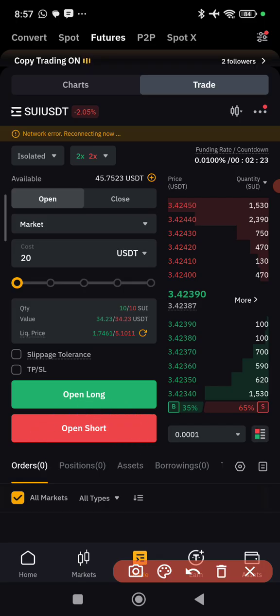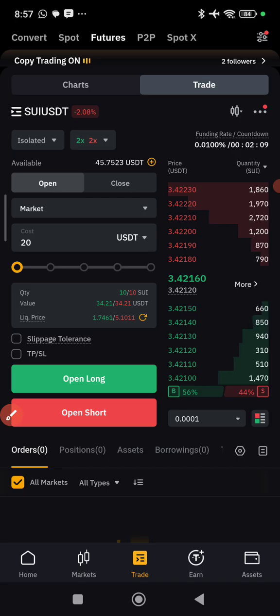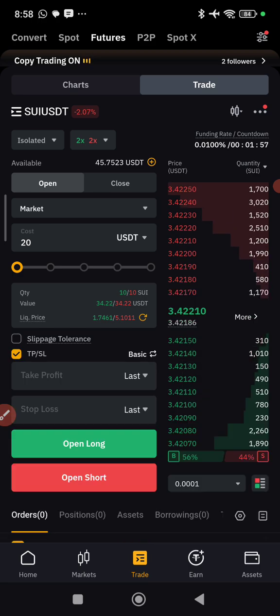Then the next part here is called slippage tolerance. I'm going to explain that later, but for now just leave it. Now we have the stop loss and the take profit, TP and SL. So remember, stop loss stops you from making excessive losses, and TP, take profit, simply means that you can take your profit whenever the price hits a certain amount. So let's click this, let's set this.